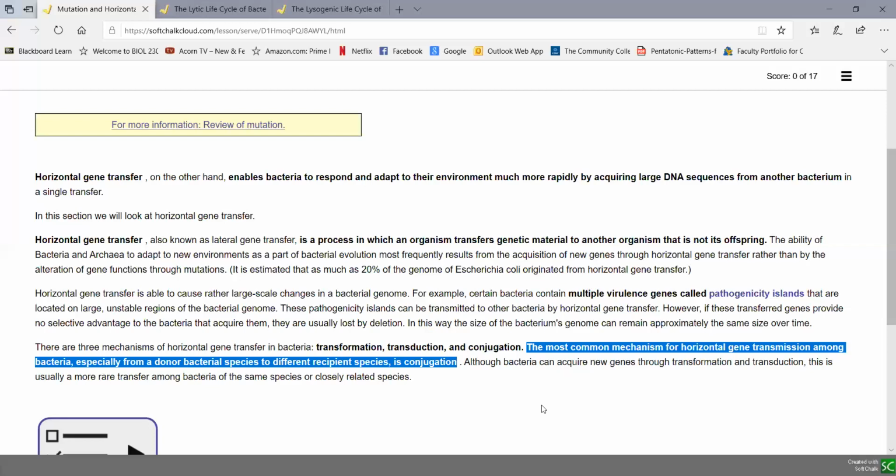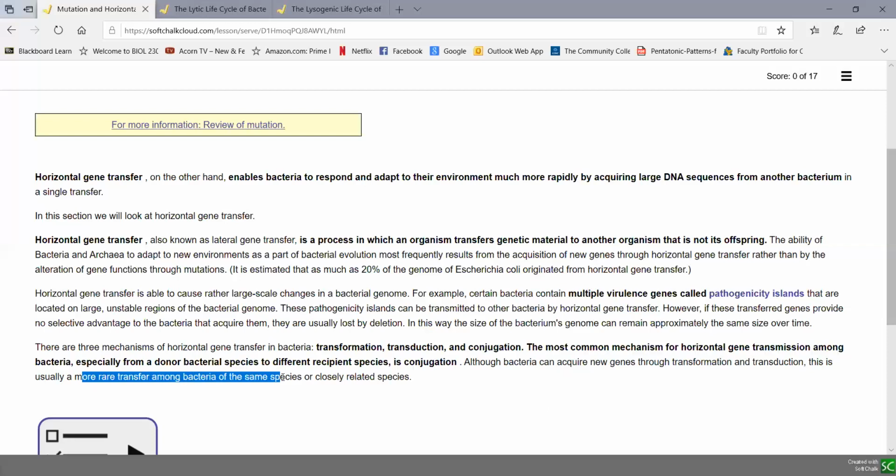Now, bacteria do acquire new genes through the other two mechanisms, transformation and transduction, but this is a little more rare transfer, and often it involves only the same species or closely related species. As we'll see, conjugation can occur between unrelated species. It's much more promiscuous in its transfer.